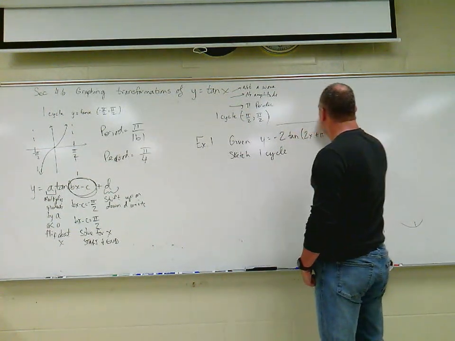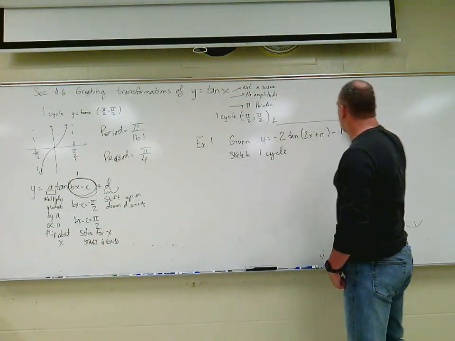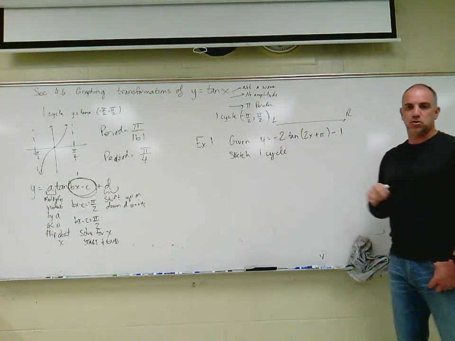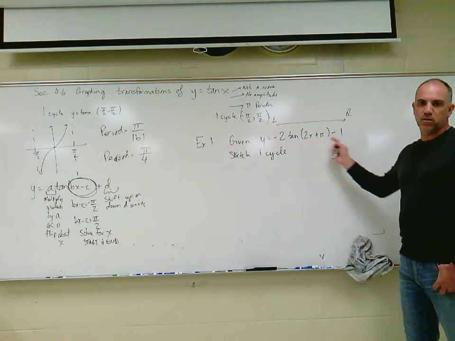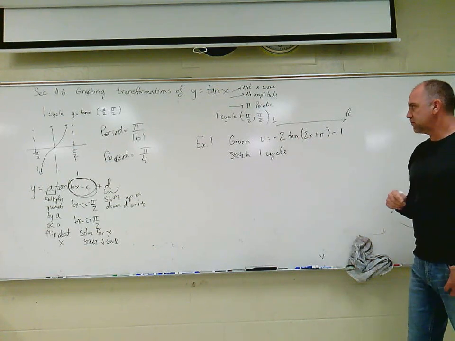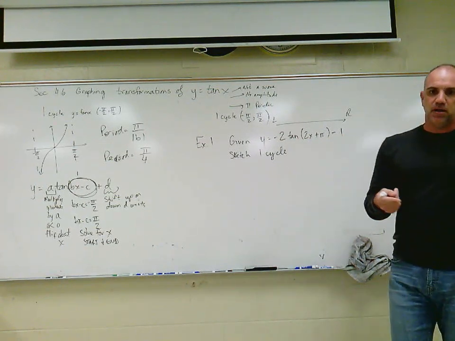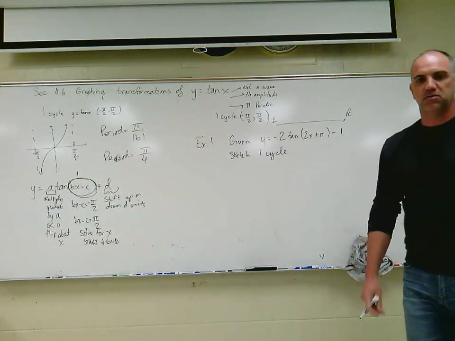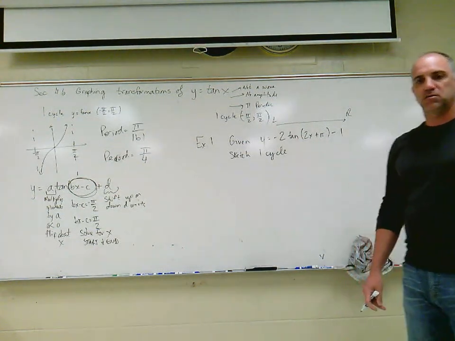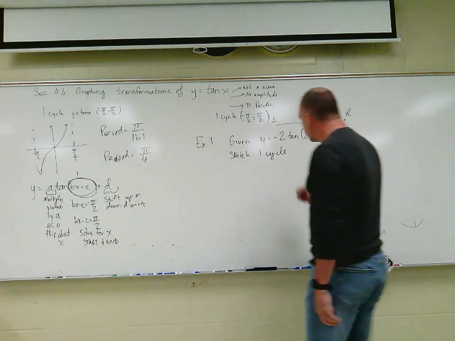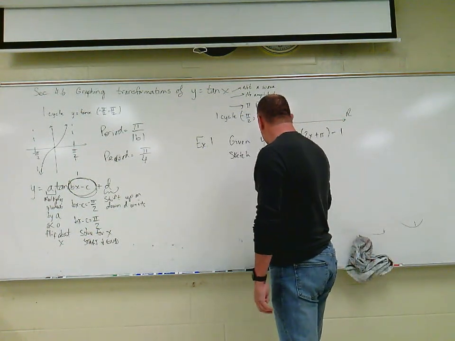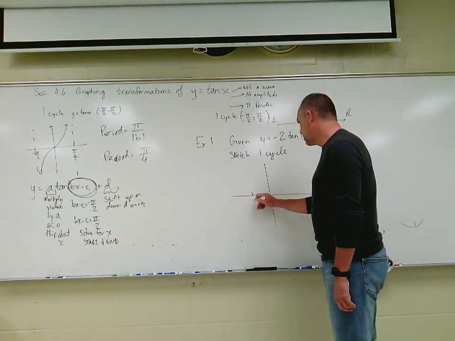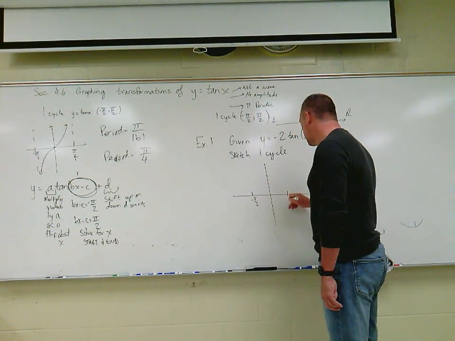I always go left to right in my order here. So I'll handle this vertical stretch, I'll handle the horizontal movement, then I'll handle the vertical shift. If you want to pause here and give yourself a chance to see if you can sketch the one cycle, pause it, and then you can unpause to check, okay? So let's see. All right, start with the basic graph, negative pi over 2 to pi over 2.